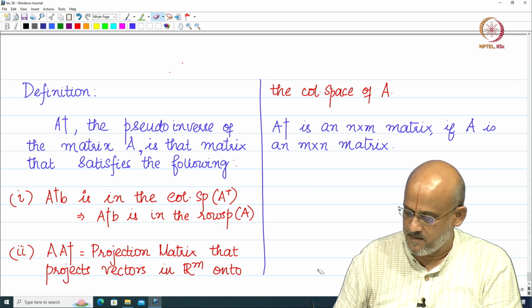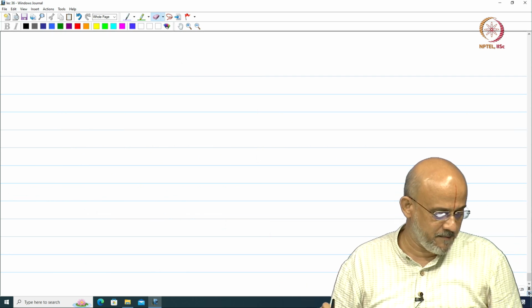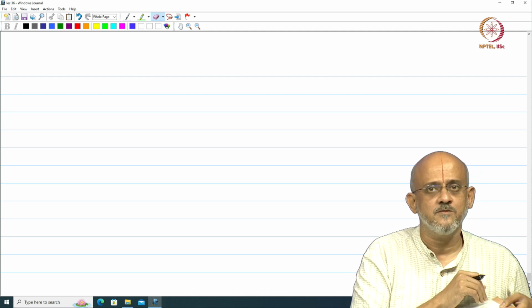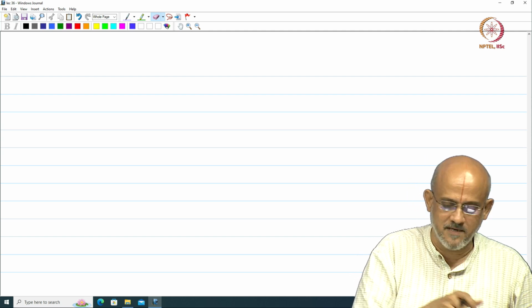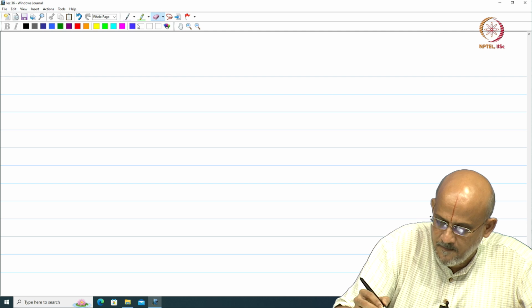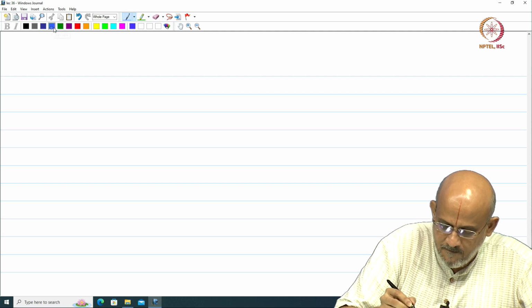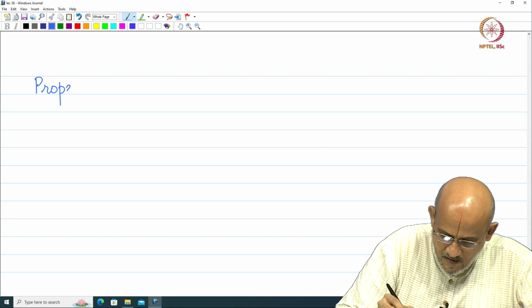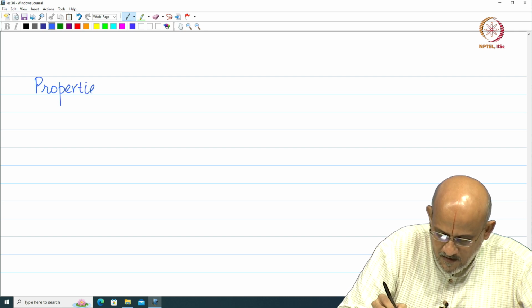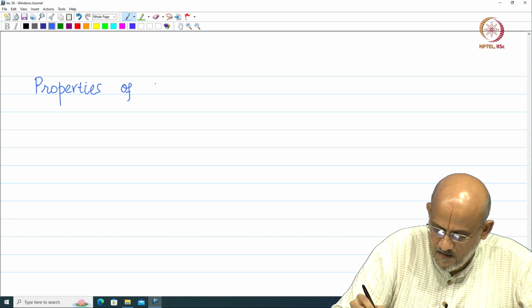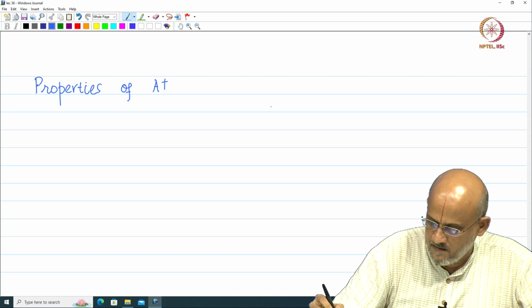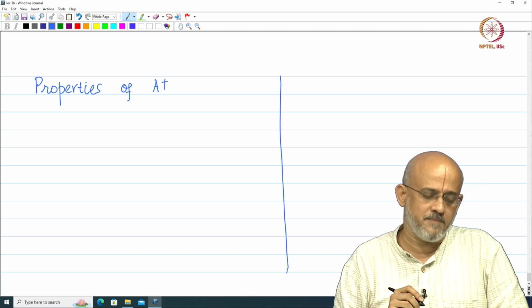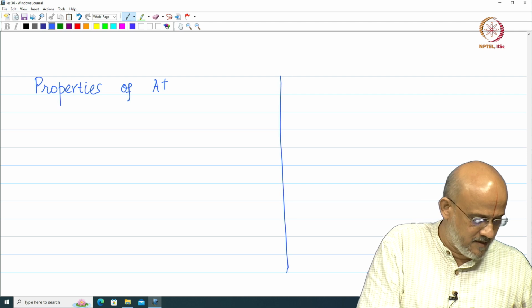Right. So, this is what the pseudo inverse matrix is. Now, let us look quickly at some of the properties of the pseudo inverse matrix. So, what are the properties of A dagger? Let us look at that now.